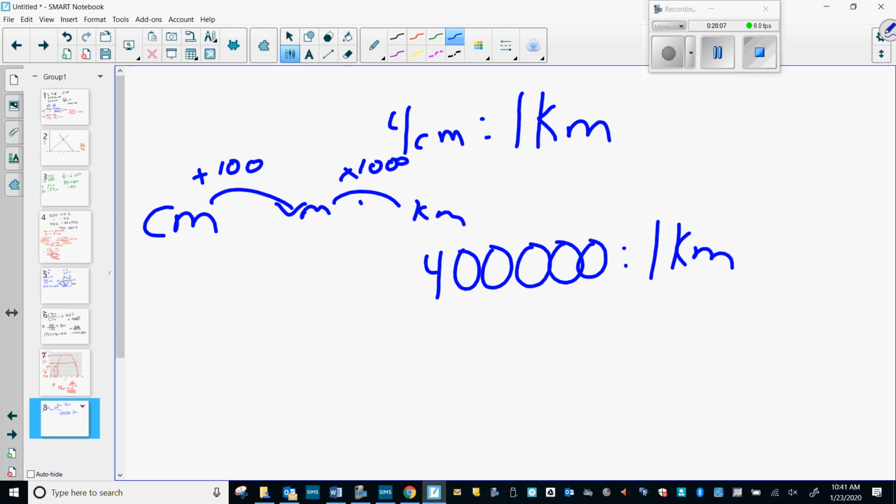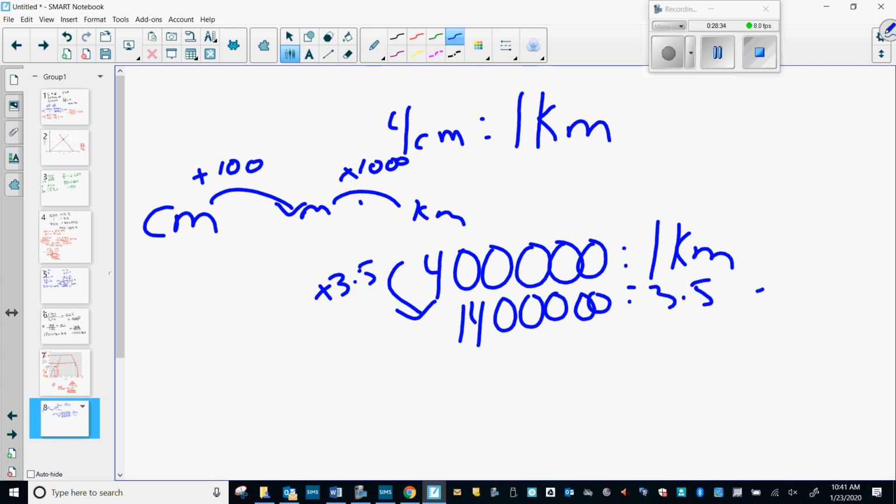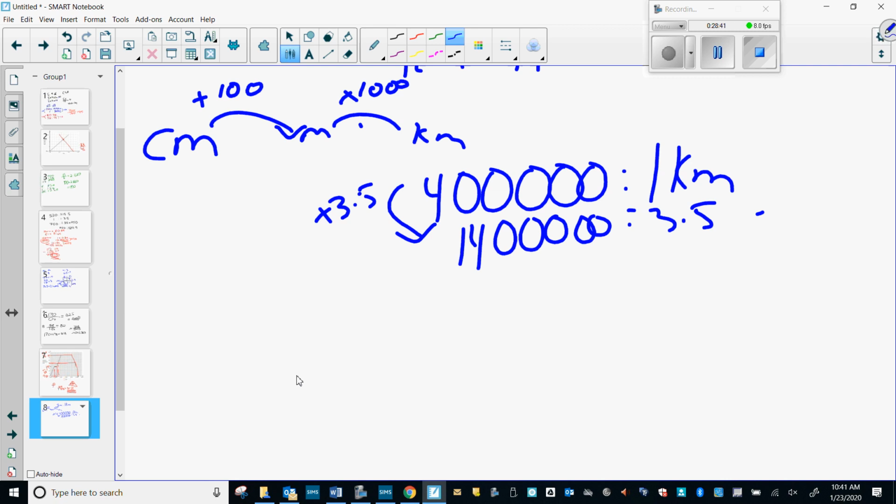So then, if the thing on the map is 14 centimeters, then it'd be 140,000. And you're trying to figure out what this one would equal. So to get here was times by 3.5, so 6 times by that. Lovely, thank you. And B, keep going. I'm just turning the page.